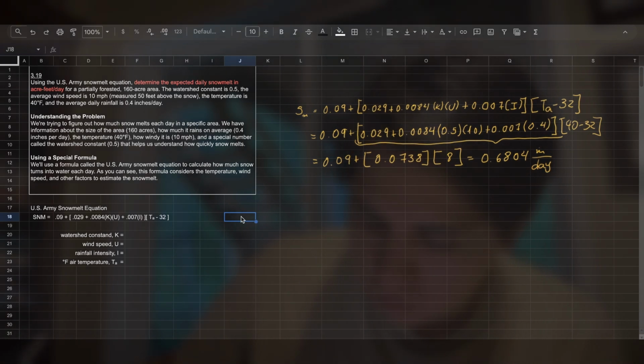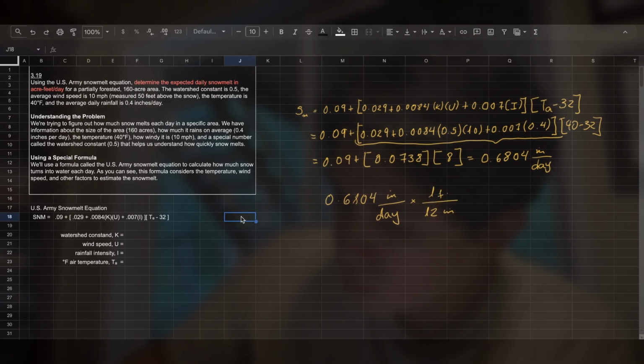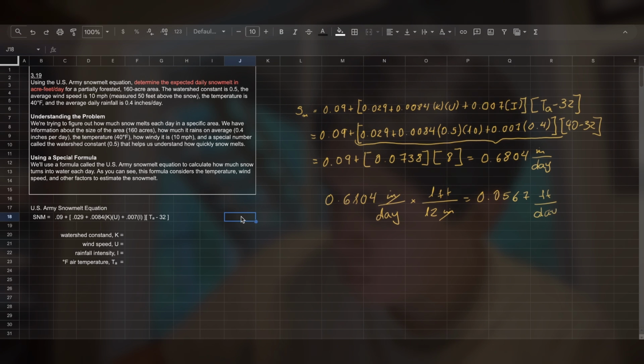So now we need to convert inches per day to feet per day. We just need to convert this inches per day times feet over 12 inches, and this is going to be equal to 0.0567 feet per day. And now we need to solve.